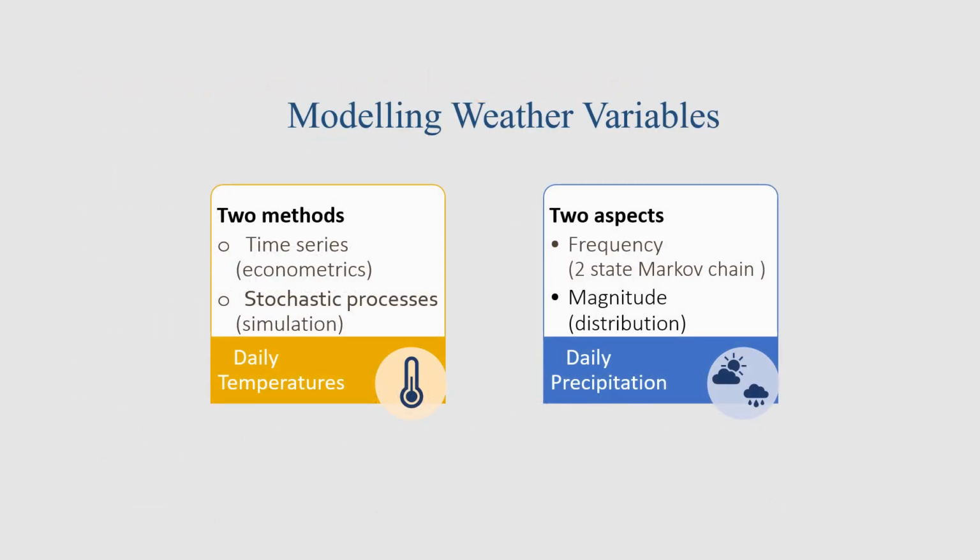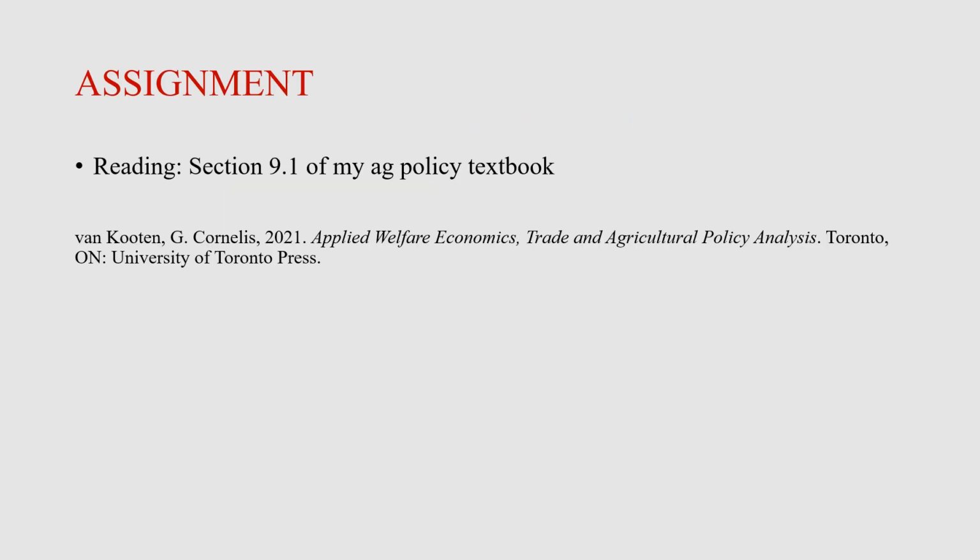So if we model weather variables, we have two methods of doing so. We could use time series or econometrics, or simulation using stochastic processes. This is for daily temperatures. For daily precipitation, we could look at the frequency and the magnitude or distribution of the daily precipitation. As an exercise, students should read section 9.1 of my Ag Policy textbook, Applied Welfare Economics, Trade and Agricultural Policy Analysis. I will make this available to the students.